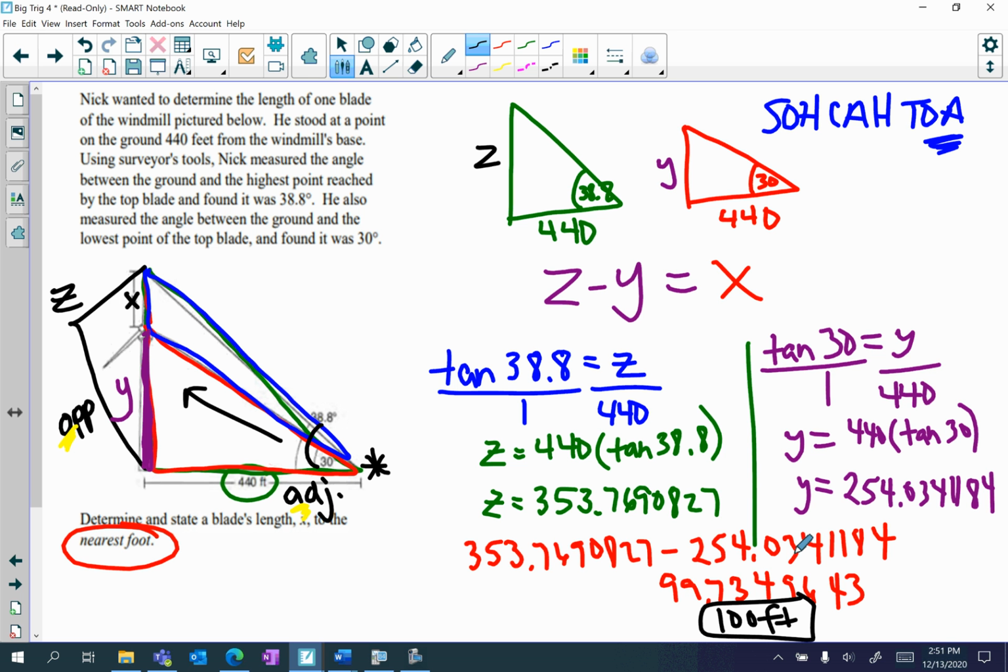So remember, for this question, we had to use two trig functions in order to find x.